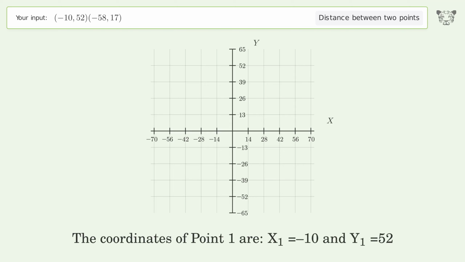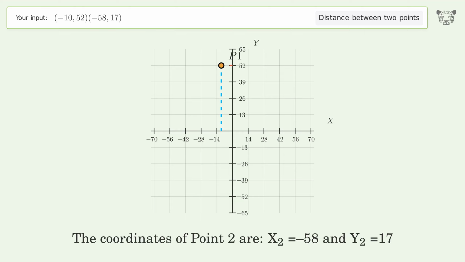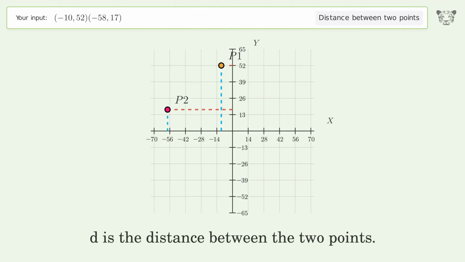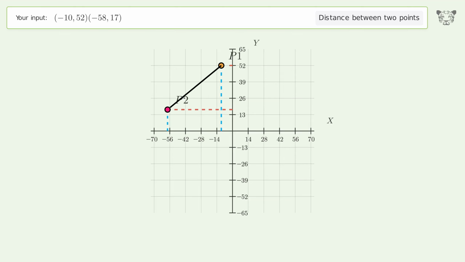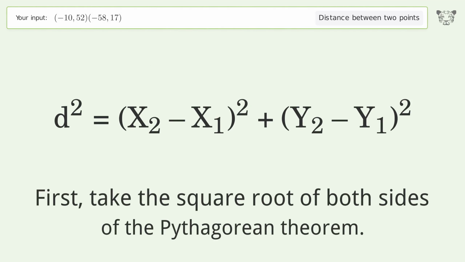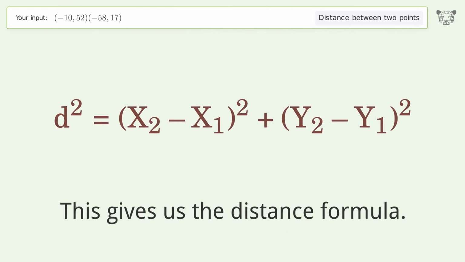The coordinates of point 1 are x1 equals -10 and y1 equals 52. The coordinates of point 2 are x2 equals -58 and y2 equals 17. D is the distance between the 2 points. First, take the square root of both sides of the Pythagorean theorem. This gives us the distance formula.